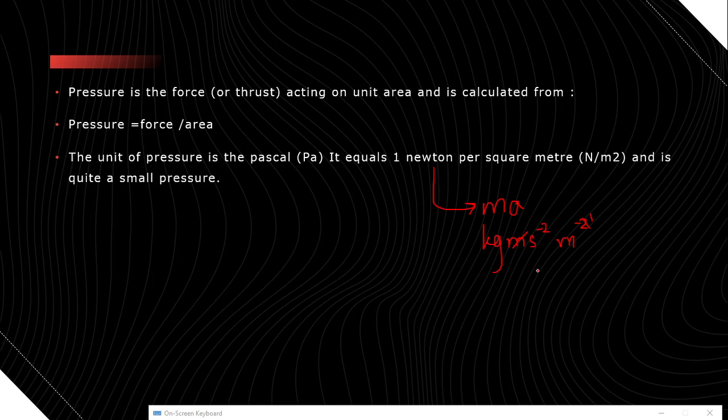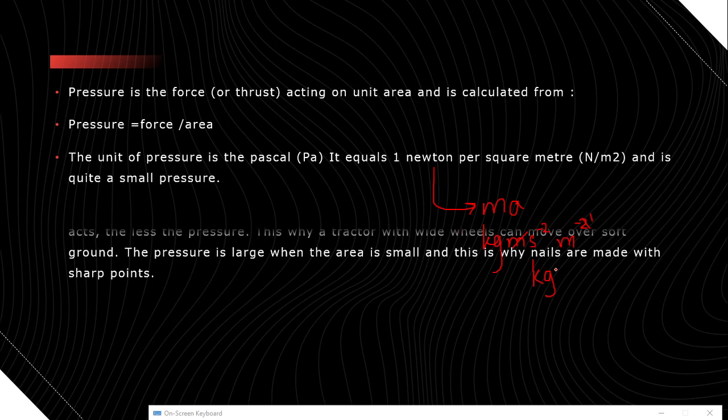So basically the SI unit of pressure is pascals, which can also be noted as Newton per square meter, and also as kilogram per meter per second squared. So that's how it is.